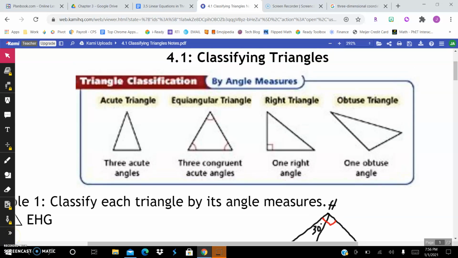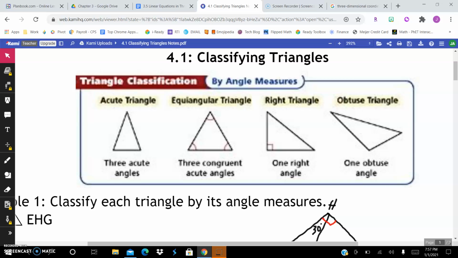For section 4.1, classifying triangles, we are going to start by looking at the 4 types of triangles that are given by angle measures. So the first one is an acute triangle, and that means it has 3 acute angles. And remember that an acute angle is less than 90 degrees.